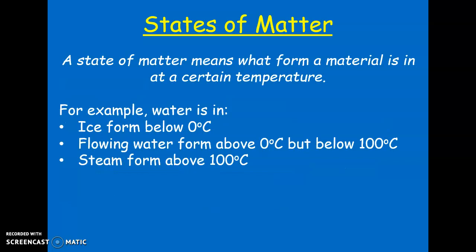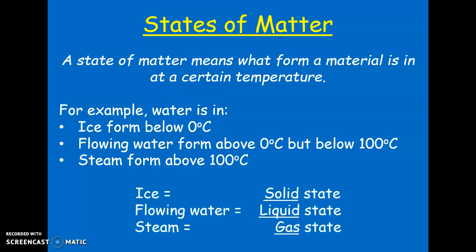States of matter. So a state of matter means what form a material is in at a certain temperature. So for example, if I was talking about water, I'd say water is in the ice form if it's below 0 degrees Celsius. You might put it in your freezer and it turns to ice. That's at below 0 degrees. Between 0 and below 100, it's flowing water, liquid form. Steam is above 100 degrees, for example a kettle.